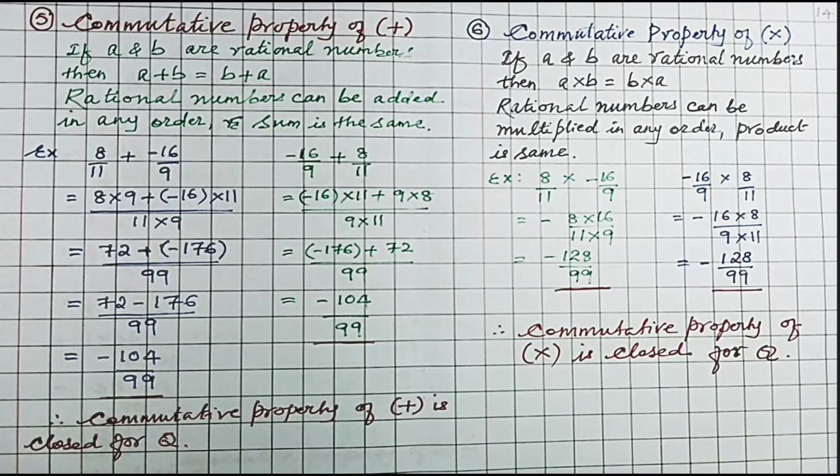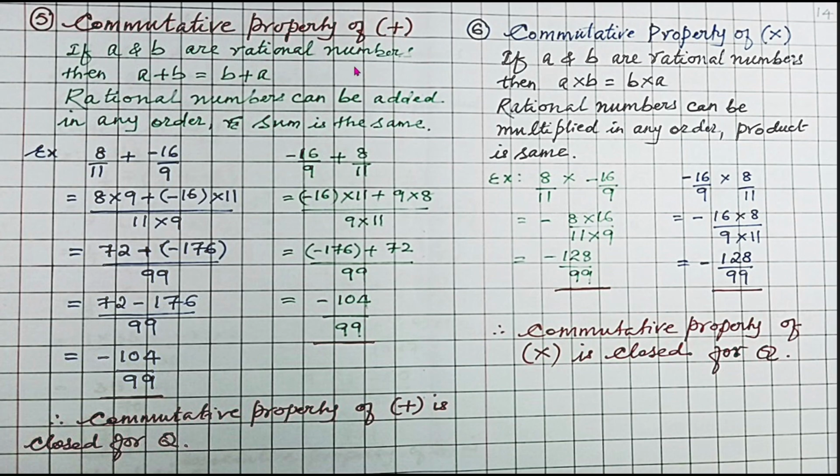Welcome to MRL. This is the third part of the study of rational numbers, the properties of rational numbers. Now, in this learning session, we'll be learning about the other properties of rational numbers. Now, let us consider the commutative property of addition of rational numbers.